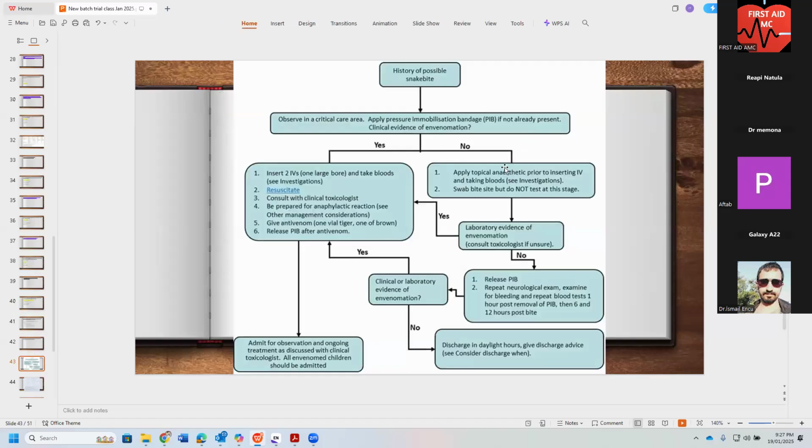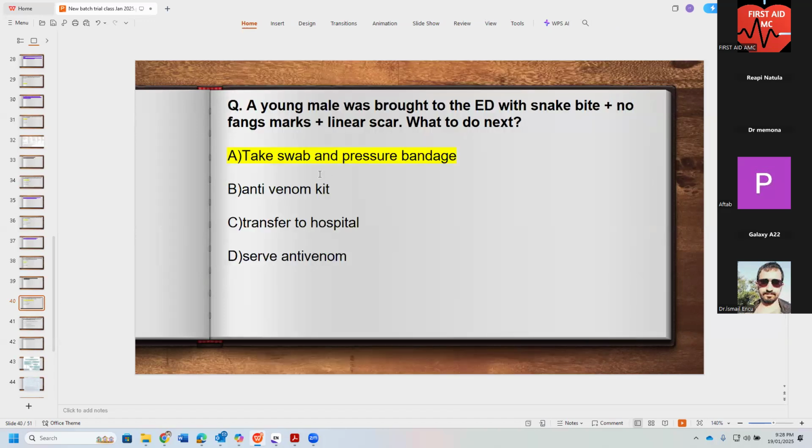A history of possible snake bite needs to be observed in a critical care area. Again, you guys are absolutely right that this should be transferred to the tertiary care center. Before doing that, we apply a pressure immobilization bandage if not already present. I don't know what they want to do the swab for, to be very honest, but it's the option that is most likely the answer. That's why I would go with the pressure bandage. I don't know what the swab is for, to be honest.